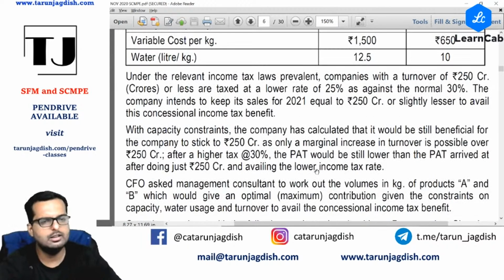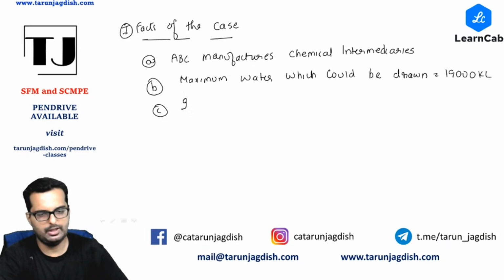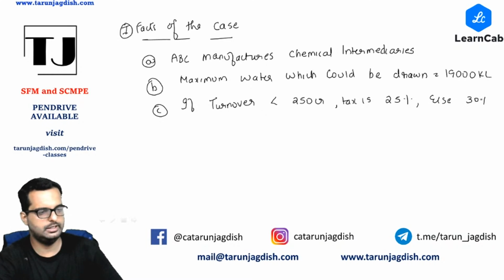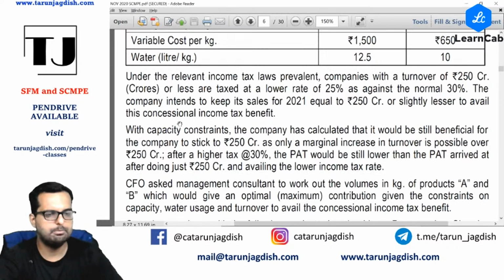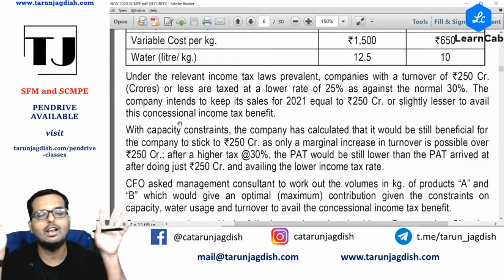Under the income tax laws, a company with a turnover of 250 crore or less is taxed at 25% against the normal 30%. If turnover is less than 250 crore, tax is 25%. Else, how much percentage? It is 30%. Alright. The company intends to keep its sales to 2021 equal to 250 crore or slightly less because they want to claim the 25% tax benefit.